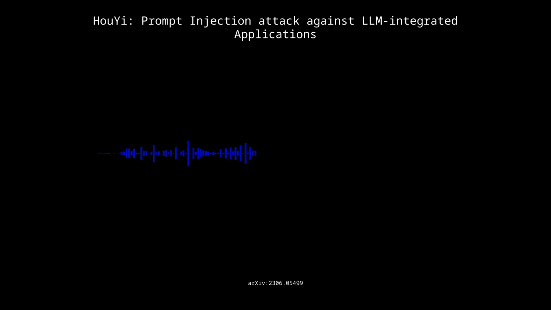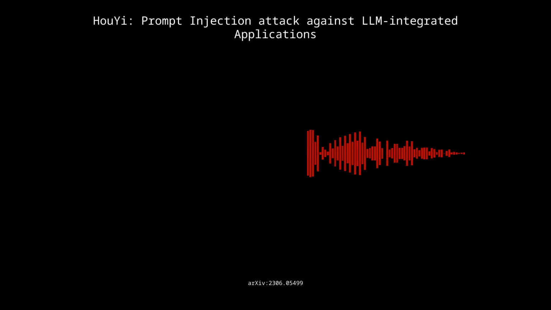Well, it starts by making an educated guess. Basically, HouYi attempts a basic prompt injection attack using relatively simple strategies for each component. The framework, the separator, and the disruptor. And then it observes how the application responds. It actually uses another LLM to analyze whether the attack was successful or not. It's like playing that hot or cold game, but with malicious code. So HouYi just keeps trying different things until it gets a response.